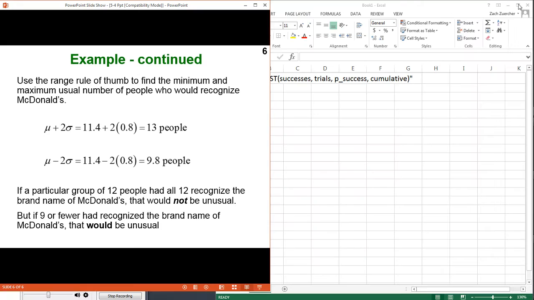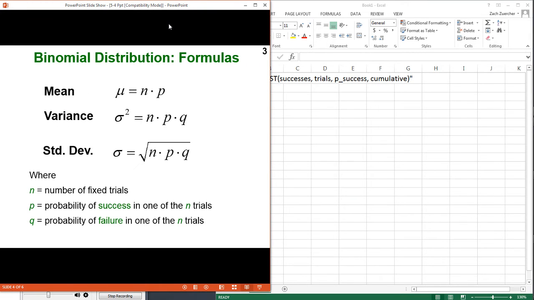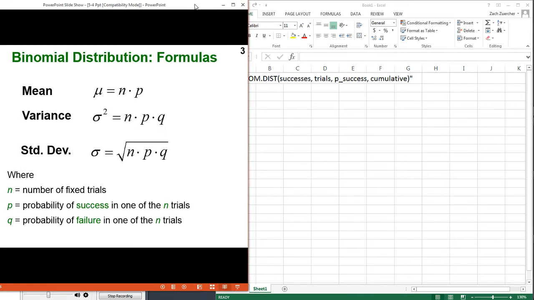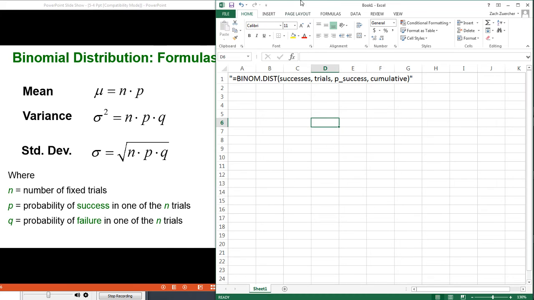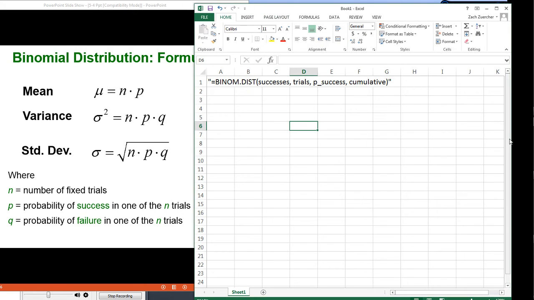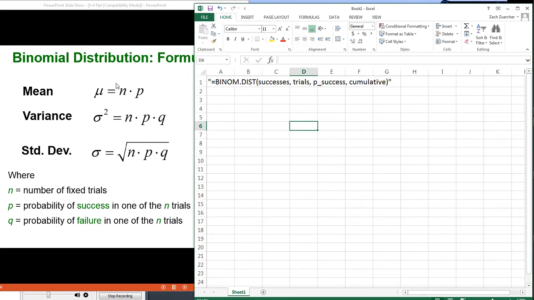So let's shrink this down, jump over to Excel. Let me put this on our slide where we have the equations that we're going to be referencing. And here you go. This is the slide that has the 3 equations for mean, variance, and standard deviation.